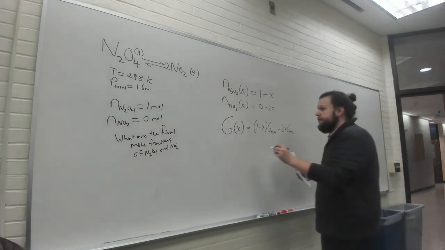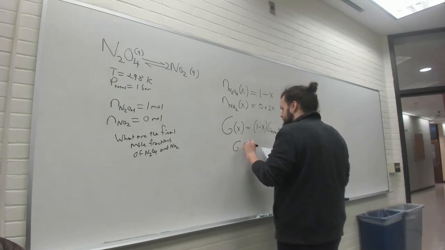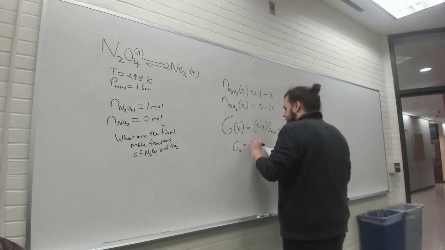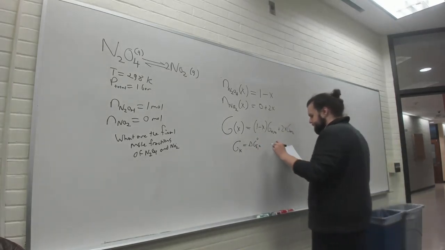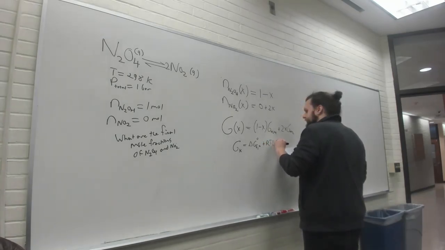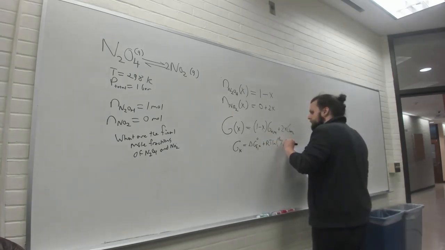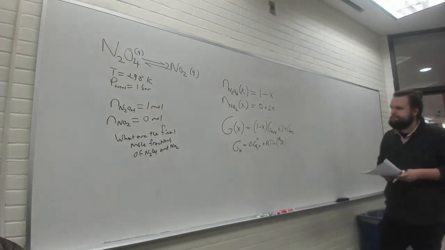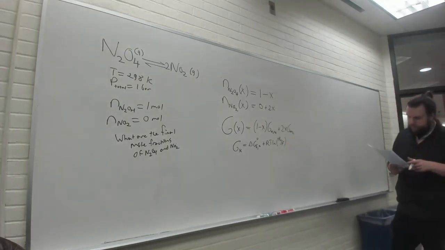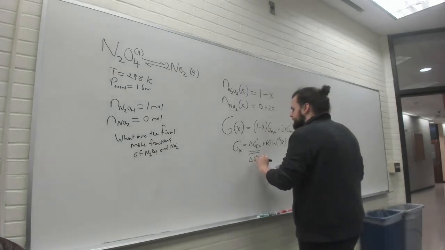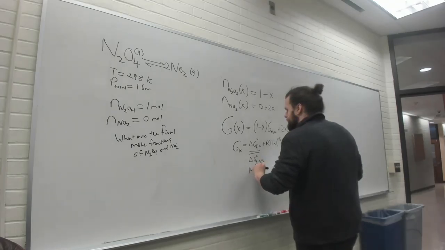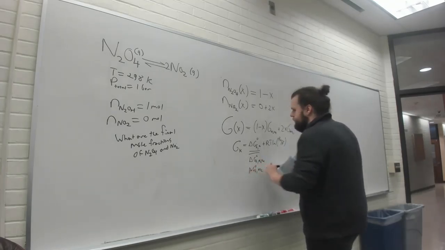Now we can write G of some component. G sub K is the delta G of formation of component K plus RT ln its partial pressure divided by standard pressure. So that means we need to find delta G of formation of N2O4 and delta G of formation of NO2.